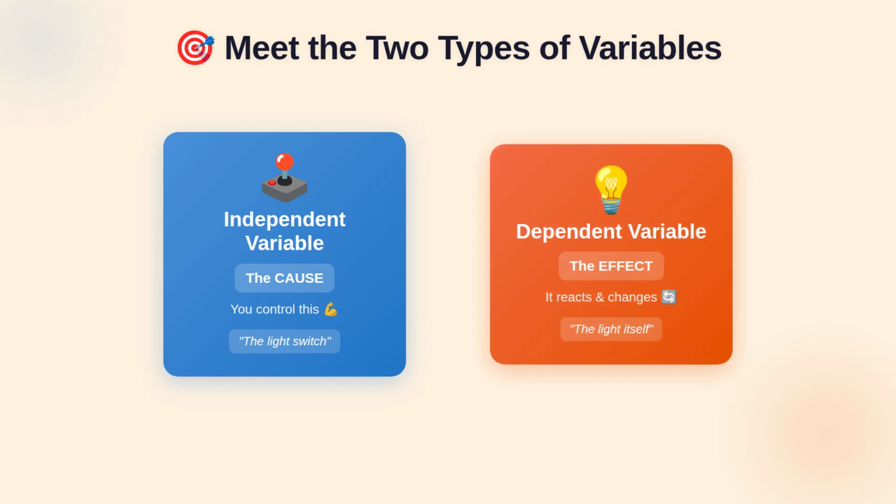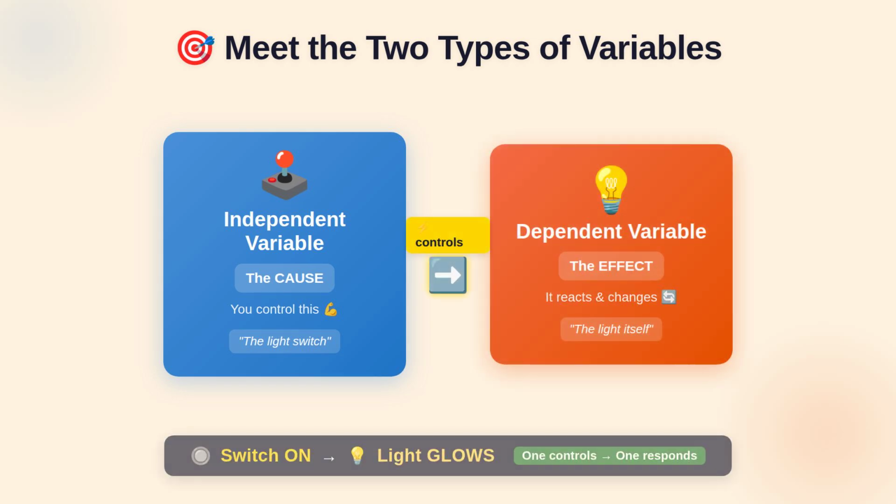Here's where the magic happens. There are two types of variables, and they work like a team. The independent variable is the one you control. It's the cause, the starting point, the boss. The dependent variable is the one that reacts. It changes based on whatever the independent variable does.